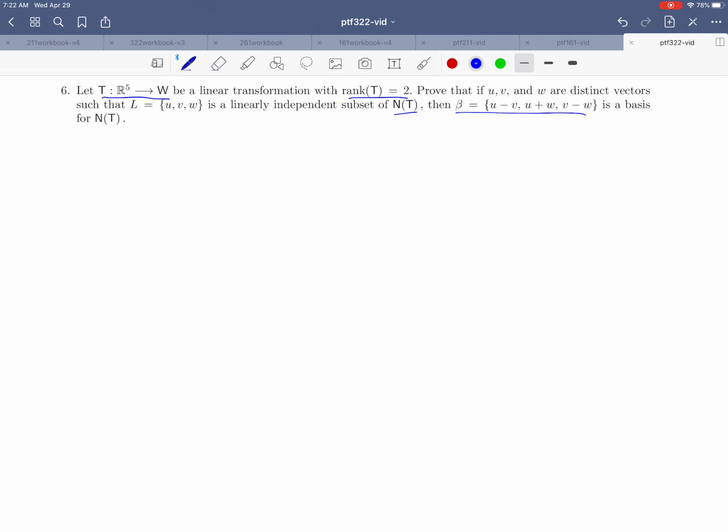Okay, well, to show that beta is a basis for the null space, we first really need to know that those three vectors are in the null space. So how about if we start off our proof by just illustrating that before we get into the other details of the problem. Okay, so there we can use the linearity to convince ourselves that those vectors really are in the null space.